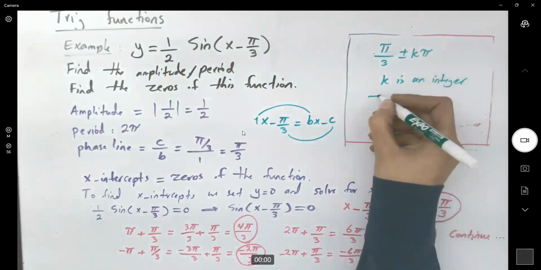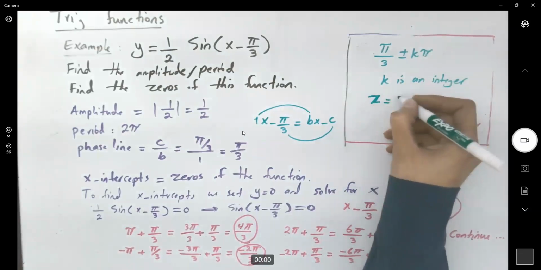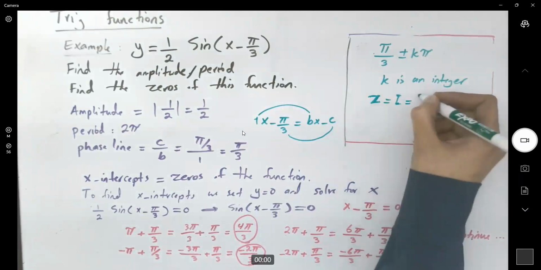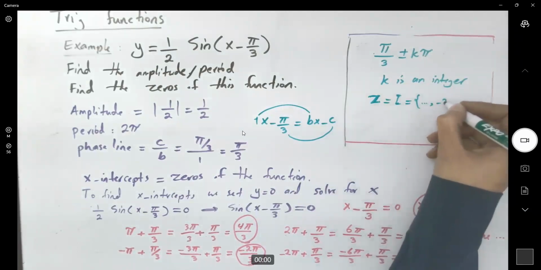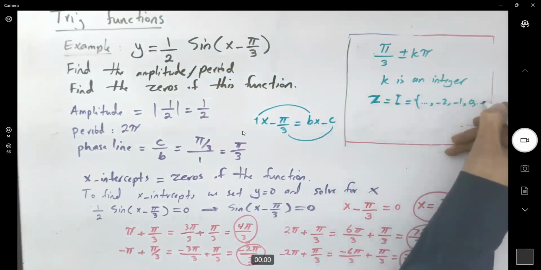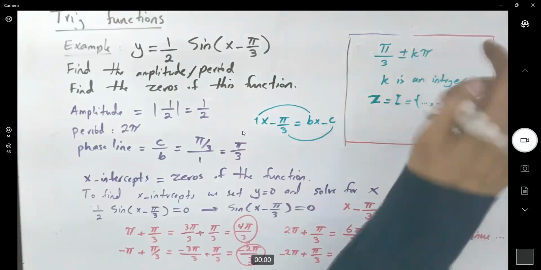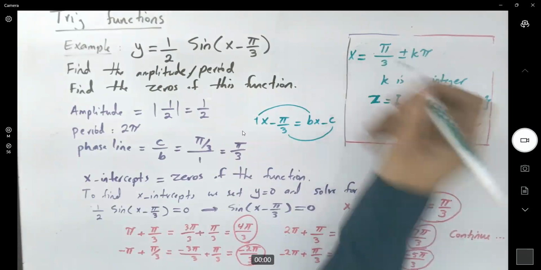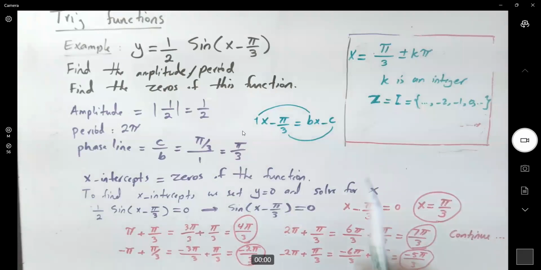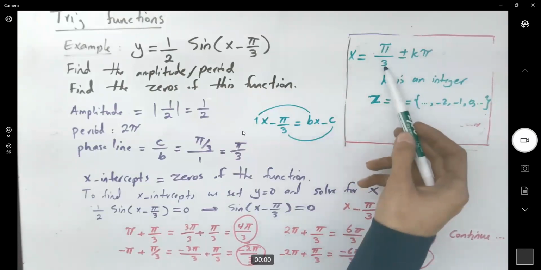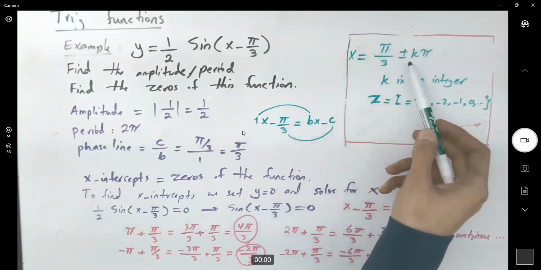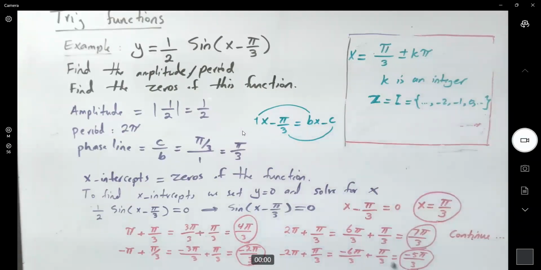Remember that integers, Z, are the set of signed numbers: -2, -1, 0, 1, 2, 3, and so on. So you list some of the angles this way, or you write them in compact form. x is equal to pi over 3 plus minus k pi. As you can see, you have all of them here.